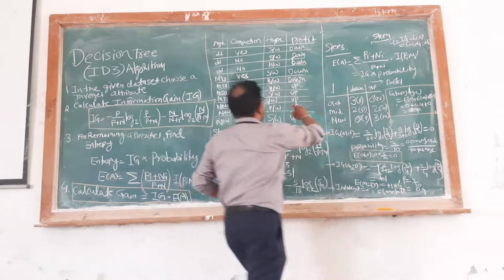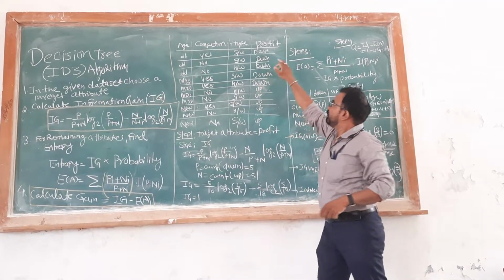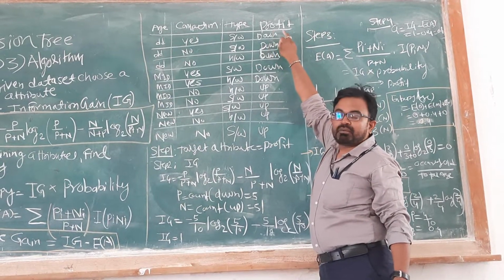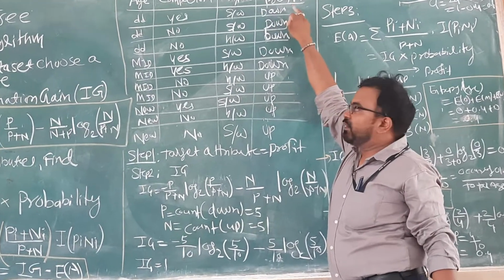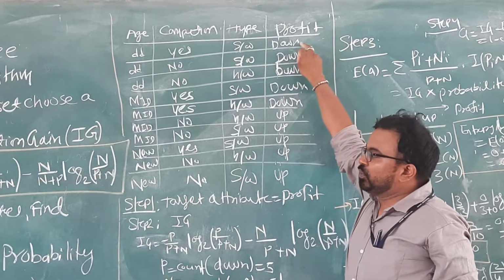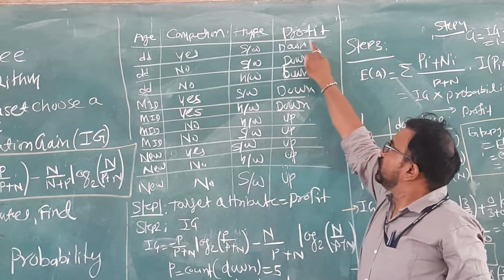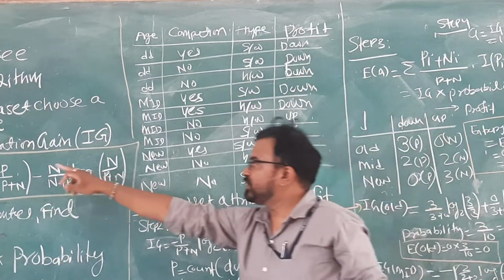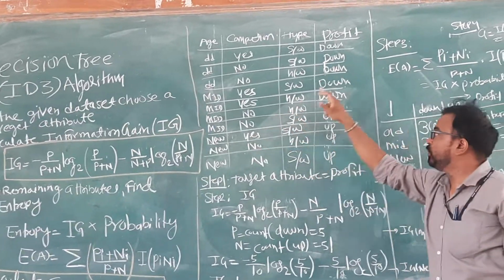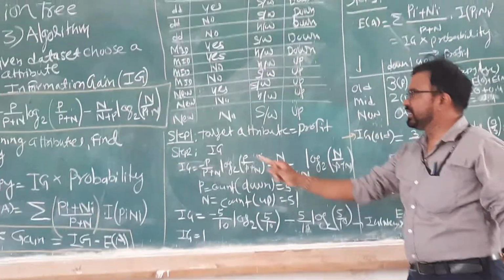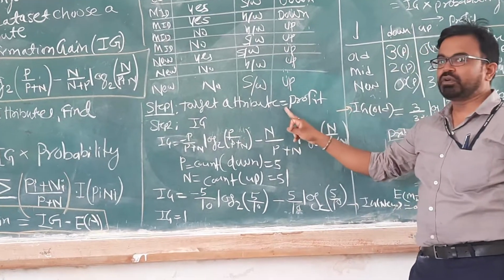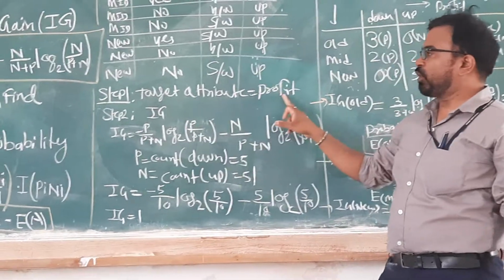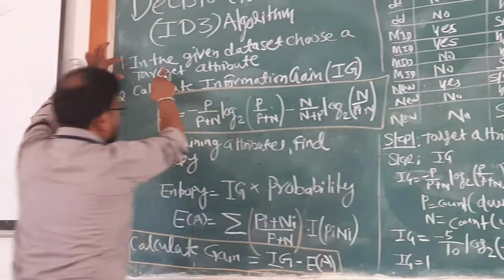So which attribute do we have to select here? We have to select the profit. Profit of the company is the attribute we have to select, which is the target attribute. In this particular database, profit is one of the attributes. So here you can see step one: target attribute is equal to profit. I have mentioned here the target attribute is profit. So this part is over.